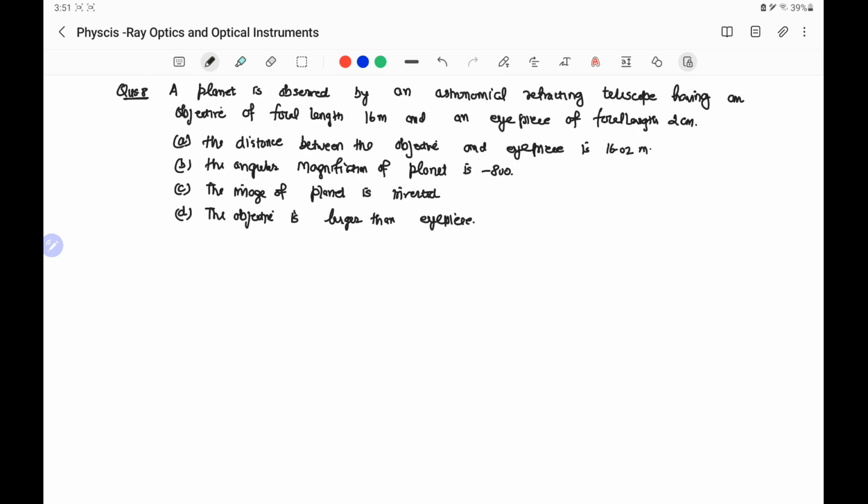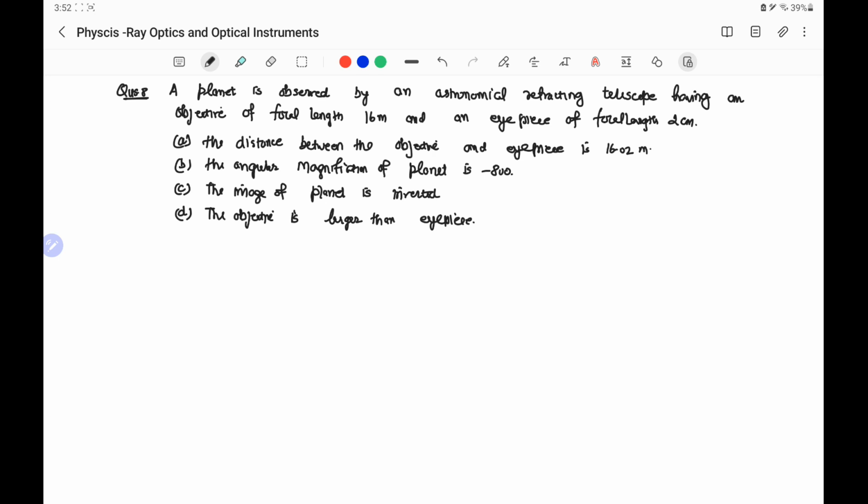Eighth question is, a planet is observed by an astronomical refracting telescope having an objective of focal length 16 meter and an eyepiece of focal length 2 centimeter. Now we have to select which statements are correct. Options are: the distance between the objective and the eyepiece is 16.02 meter. Option B is angular magnification of the planet is minus 800. Option C is the image of the planet is inverted, and option D is objective is larger than the eyepiece.